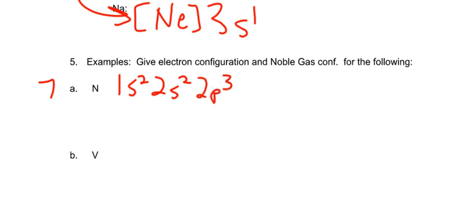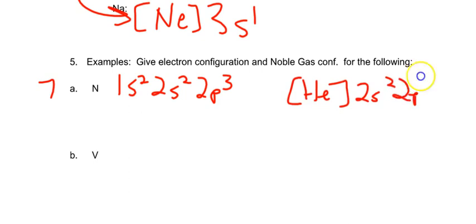Okay, what's the noble gas configuration? We'll go backwards. Which noble gas comes before nitrogen? It is helium. So you put that in brackets and then go 2s2, 2p3.